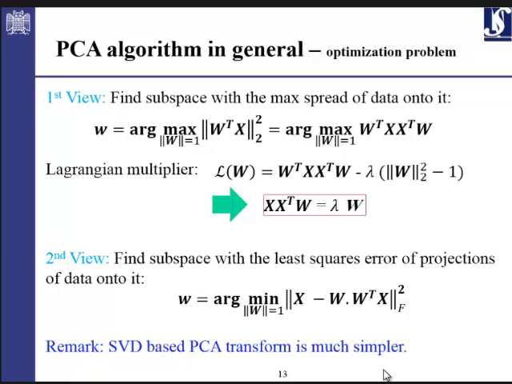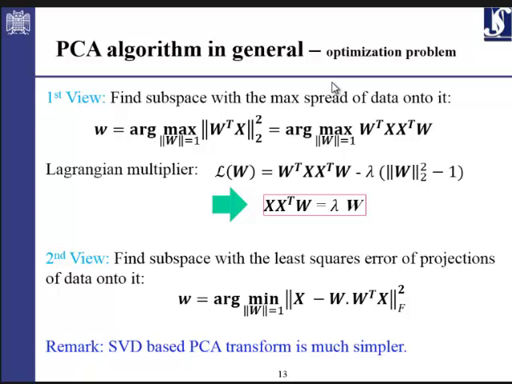So for the first view, we have the idea to maximize the variance of the resulting projection. If you project everything onto that hyperplane, you get the maximum of the variance after doing the projection. When you have the projection, the variance of that projected data is the norm 2 squared of W transpose X. That's the idea I mentioned here: we have to find the subspace with the maximum spread of data onto it, the maximum scattering of the data. You're looking for that.